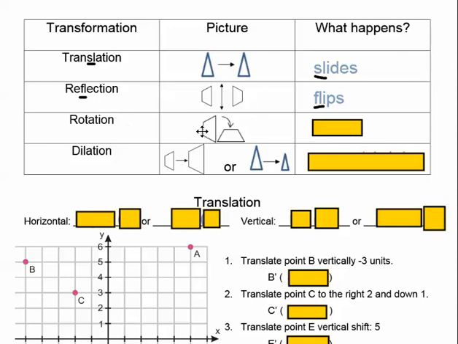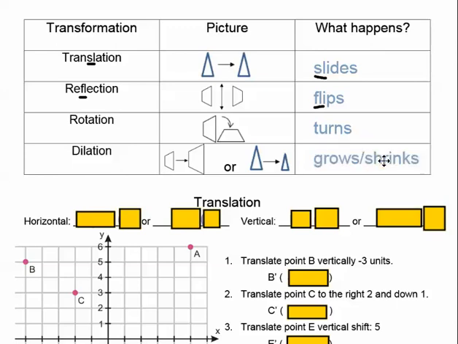A rotation is gonna be where we turn. We rotate, like when you rotate the wheels on the bus. Oh my gosh, the wheels on the bus go round and round. All right, rotation is where we turn. And then last, our dilation is where we either get bigger or smaller. We grow or we shrink.